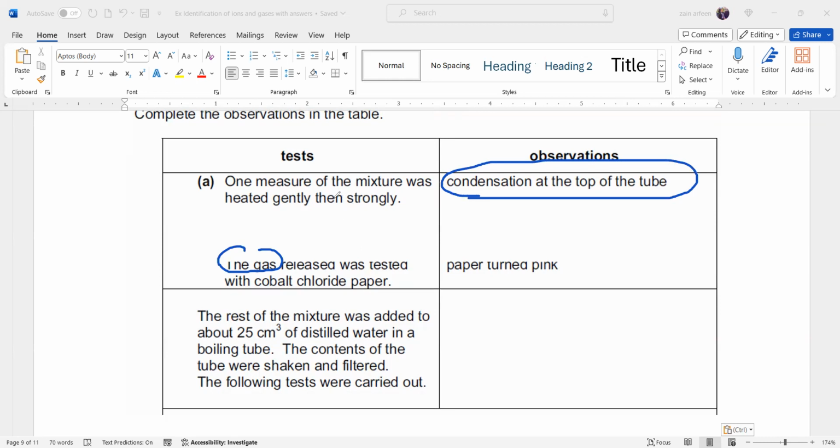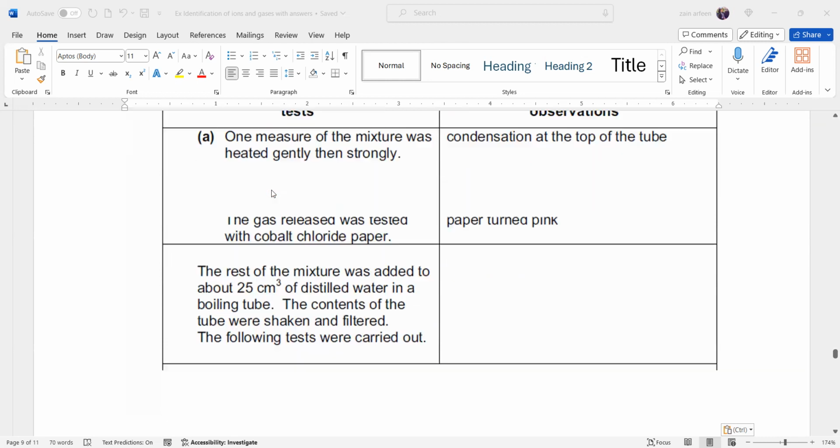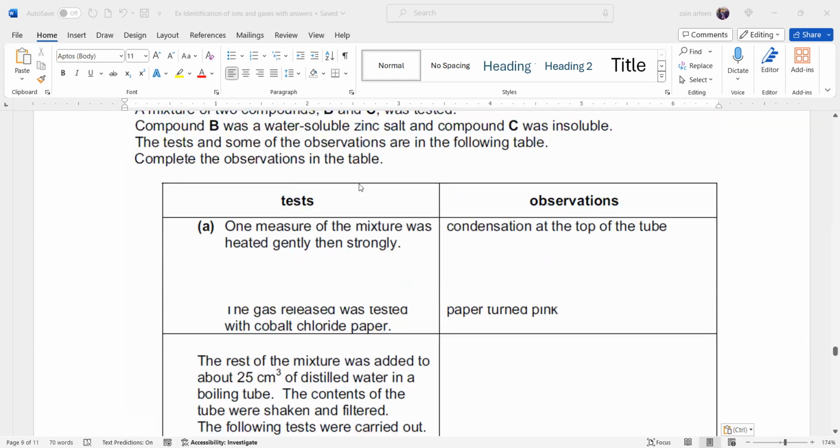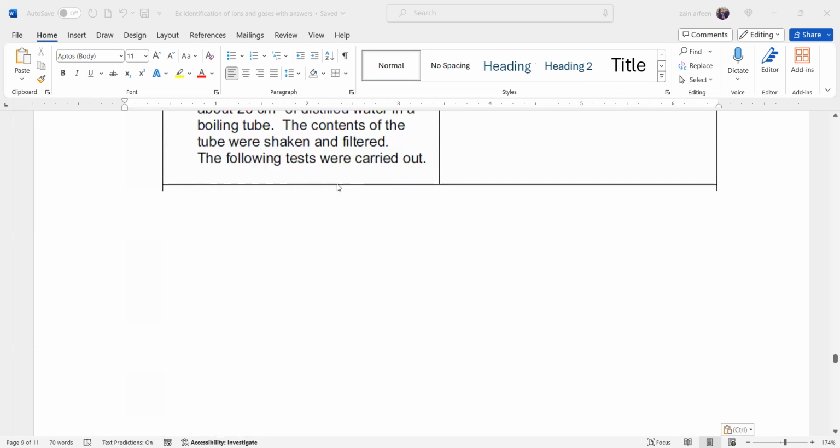Well, as we discussed, we can add anhydrous copper sulfate or we can also use cobalt chloride. If you use cobalt chloride, it will turn from blue to pink. And if you use anhydrous copper sulfate, it will be from white to blue. So this is actually confirmation that water is given out. This is a test to check the presence of water, cobalt chloride paper.